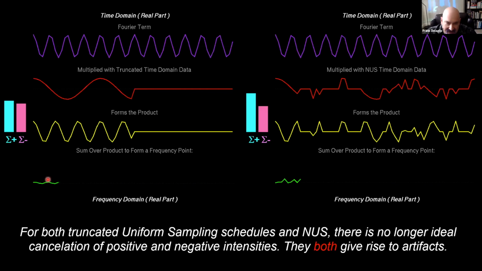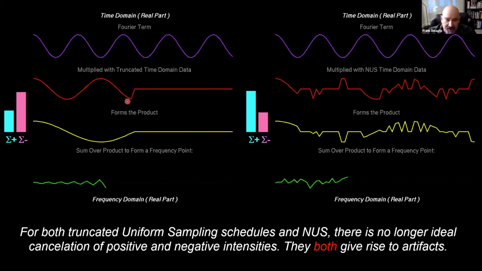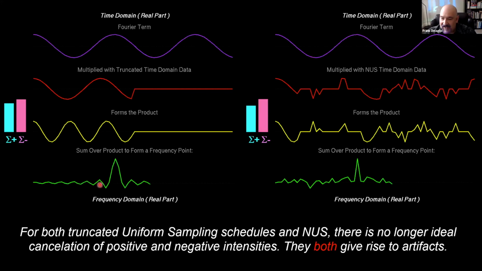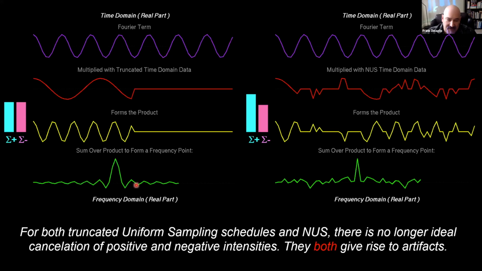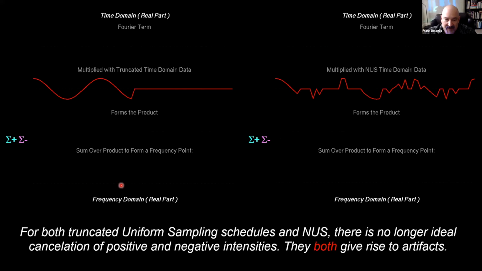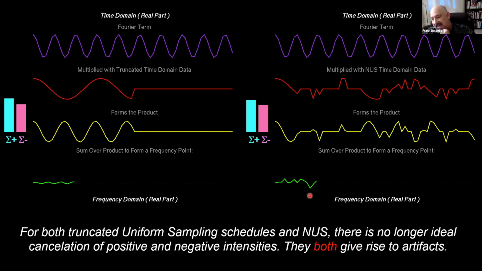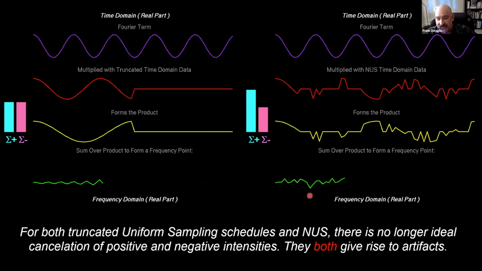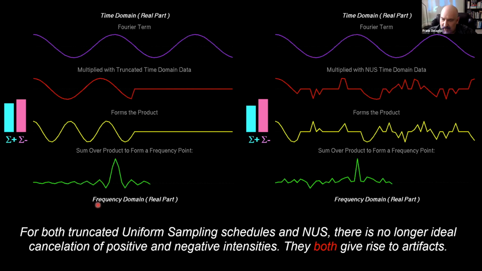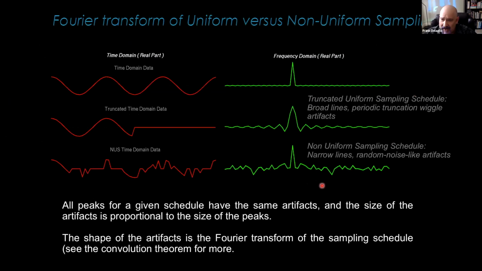But in both of these cases, conventional data and the non-uniformly sampled data, both of these are sampling schedules, and both of them have these characteristic artifacts. And every peak in these spectra will have the same artifacts. A big peak will have these artifacts, but they'll be bigger. A small peak will have artifacts in the same shape, but they'll just be smaller. We've spent a lifetime looking at these conventional artifacts, but when we look at these non-uniformly sampled artifacts, they're very troubling to us. So why do we do it?